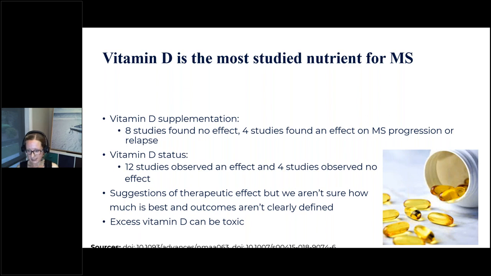Don't assume that more is better. Really follow the instructions on the supplement, speak to your healthcare team, and be very cautious and diligent about how you do supplement if you choose to supplement.